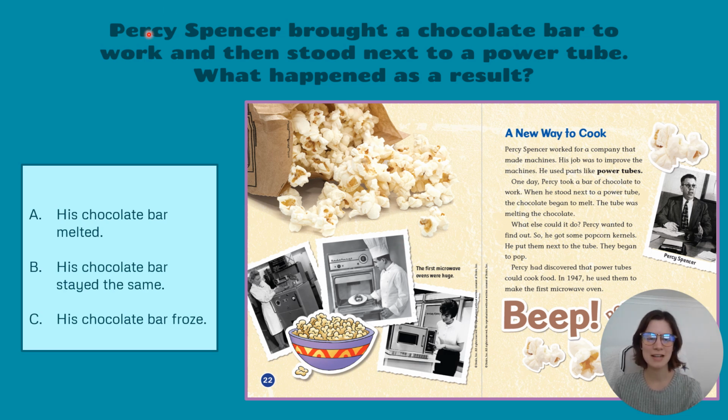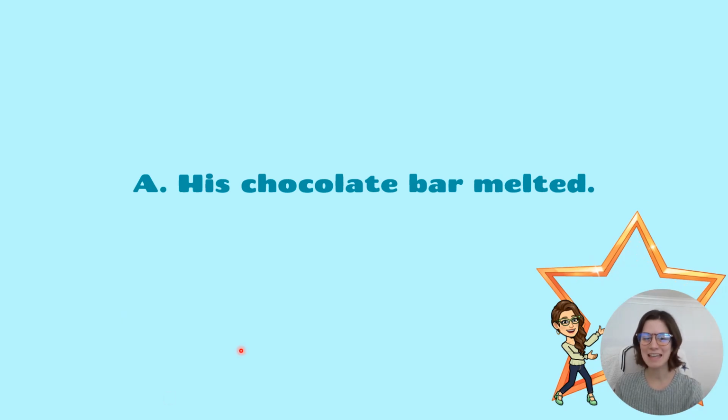Next question for you guys. Percy Spencer brought a chocolate bar to work and then stood next to a power tube. What happened as a result? A, his chocolate bar melted. B, his chocolate bar stayed the same. Or C, his chocolate bar froze. Pause this recording, write your answer choice down, and press play when you are ready to continue. The answer is A, his chocolate bar melted.